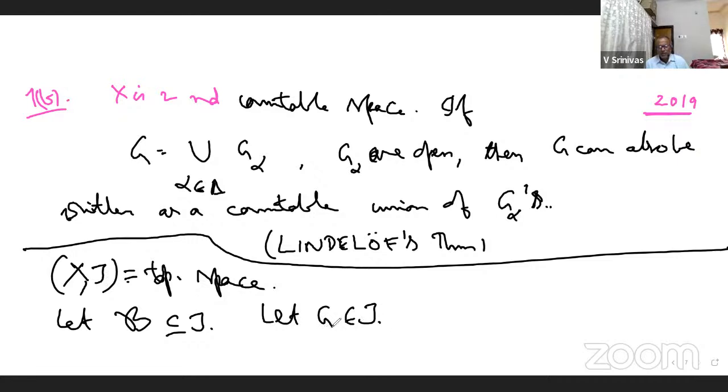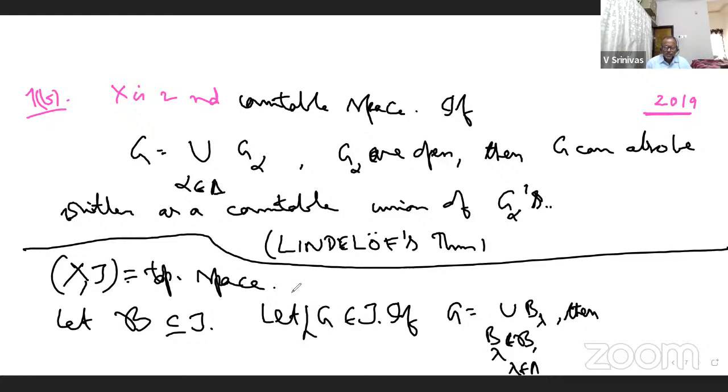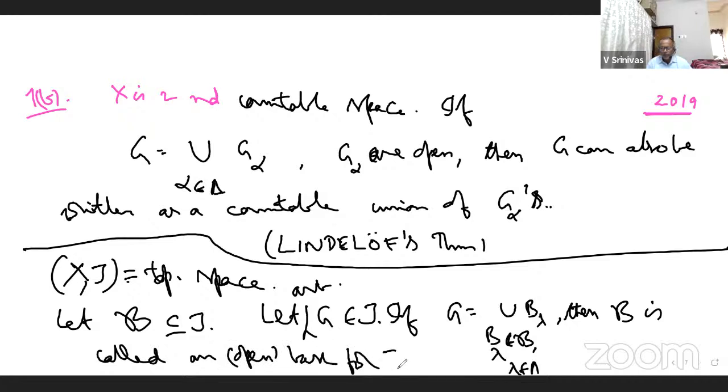Let G belong to tau. If G is equal to union of B lambda, B lambda belongs to script B, for lambda belonging to a certain index set lambda. If you can write G, an arbitrary open set, as a union of a certain collection of elements from script B, then script B is called an open base, or simply a base, for tau.